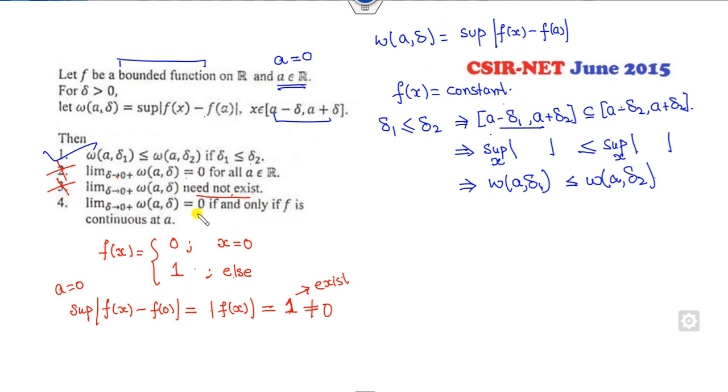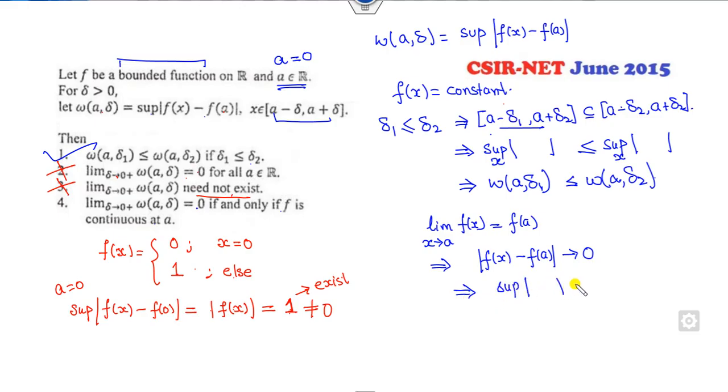The last option says the limit is 0 if and only if f is continuous. So clearly, whenever f(x) is continuous, what does it mean? As x approaches a, f(x) goes to f(a). What does it mean? f(x) - f(a) will go to 0. So the supremum of this will also go to 0. That means omega of a comma delta will go to 0, and this is the correct option. So A and D are my correct answers.